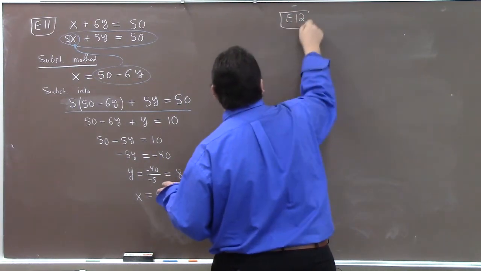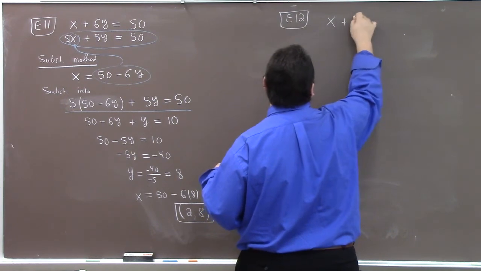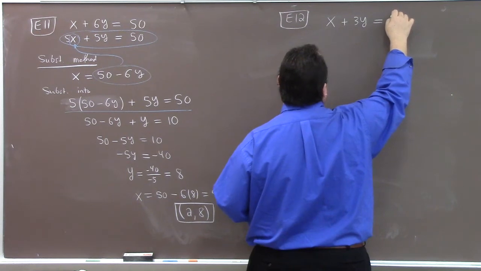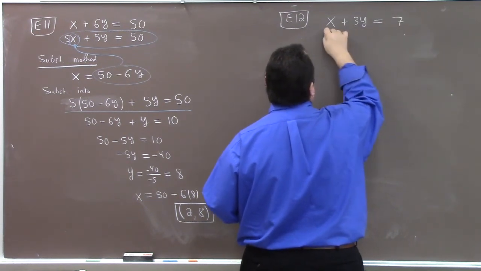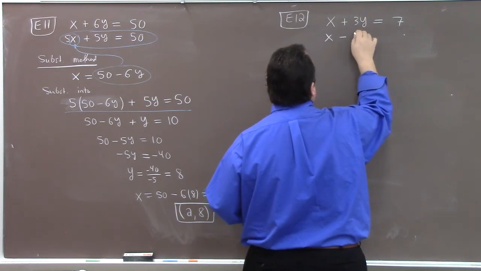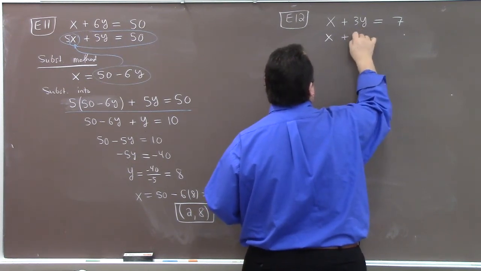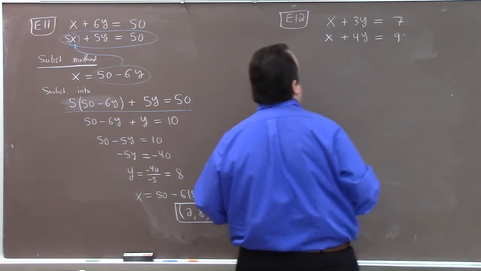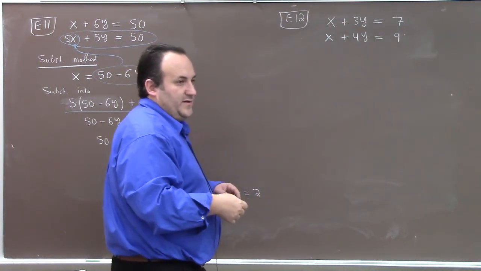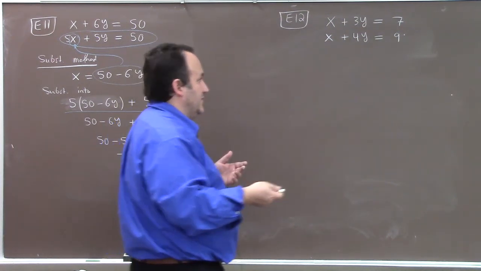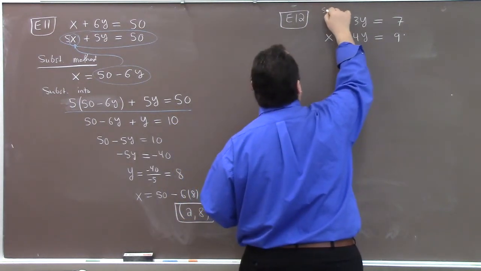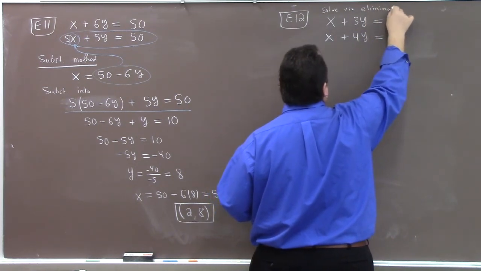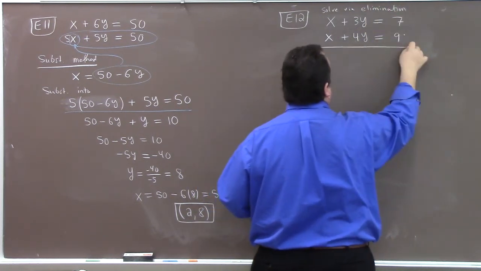For my last problem for the day, x plus 3y equals 7, and x plus 4y equals 9. This one, I think, is better to solve with elimination, right? So solve with elimination. Elimination is what I'm calling adding and subtracting equations.